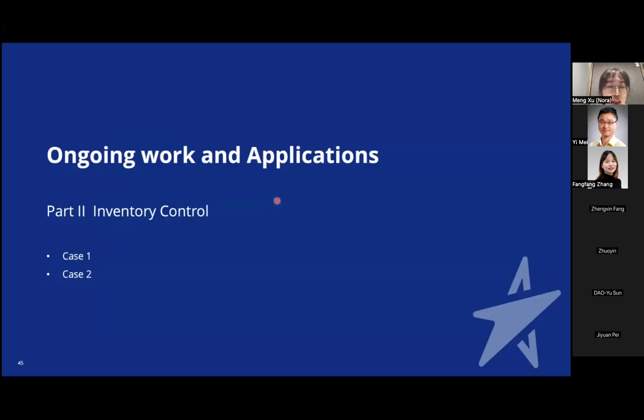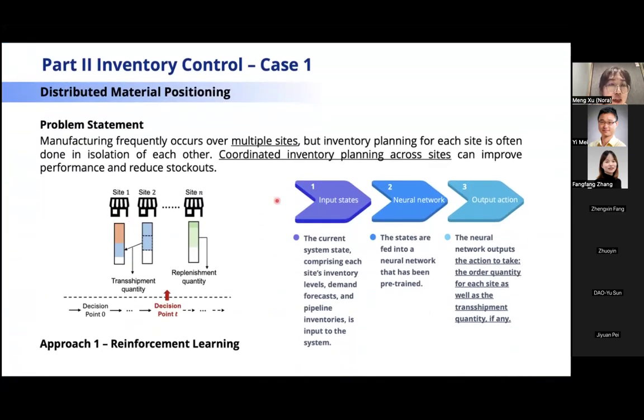And the second application is about inventory control. The first case of inventory control is distributed material positioning. Manufacturing frequently occurs over multiple sites, but inventory planning for each site is often done in isolation in the existing studies. But actually, we think coordinated inventory planning across multiple sites can further improve performance and reduce stock loss.